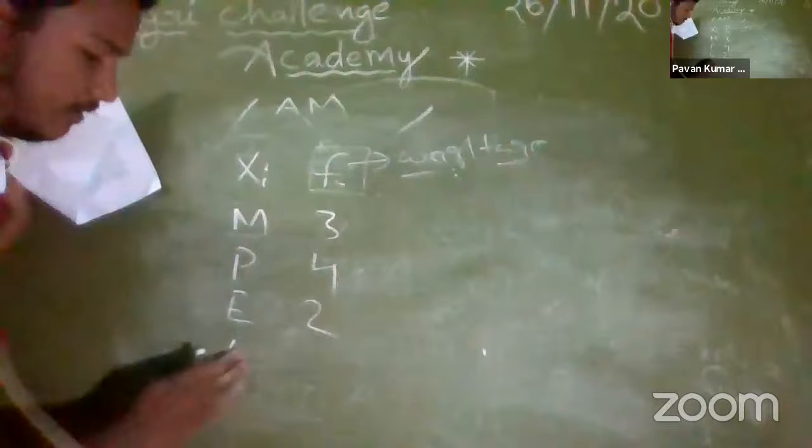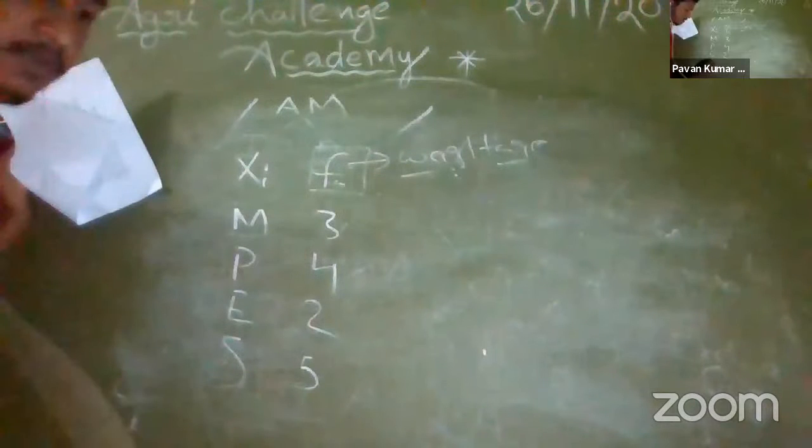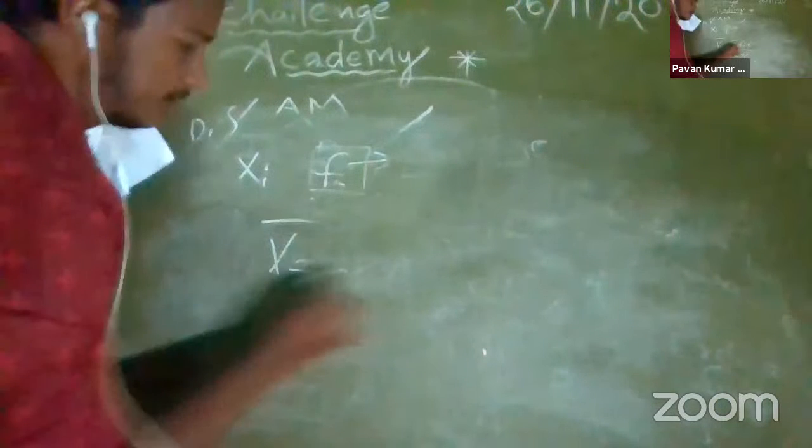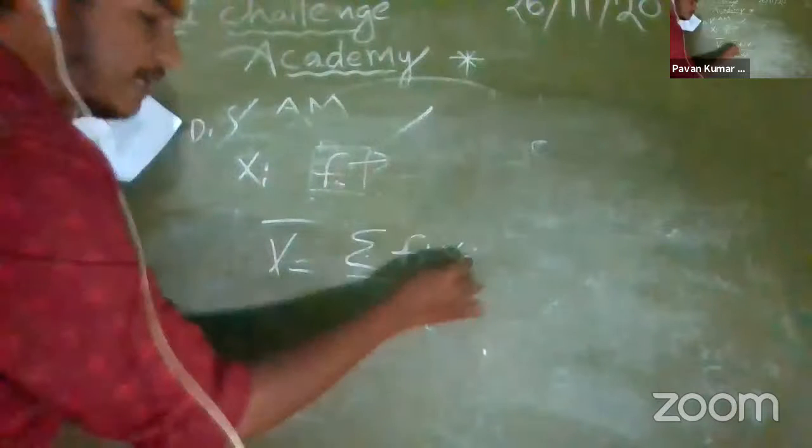In discrete, the formula for mean is summation of fi into xi by summation of fi. Summation of fi into xi divided by summation of fi. Summation of fi is the whole frequency. We can denote it by capital N. We can write it like this: summation of fi into xi by N.